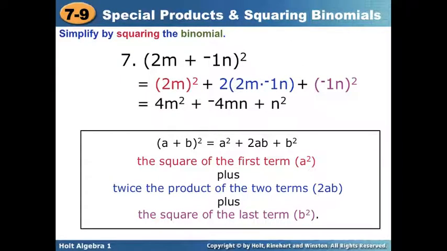Simplify. (2m) squared is 4m squared. 2 times 2m times negative 1n gives us negative 4mn. And then (negative 1n) squared is positive n squared. Our simplified answer is 4m squared minus 4mn plus n squared.